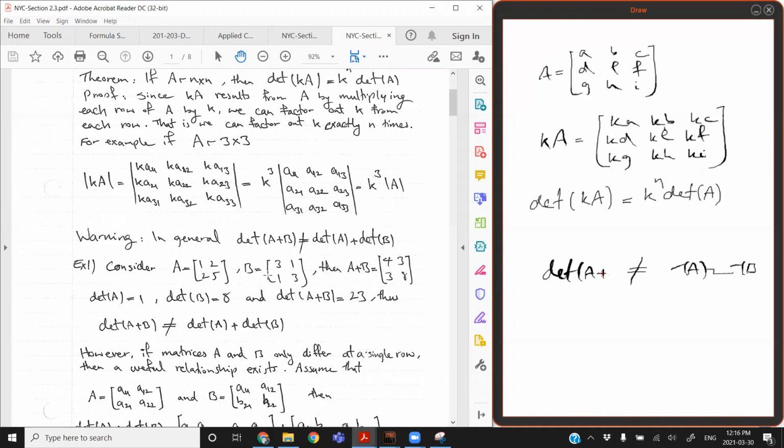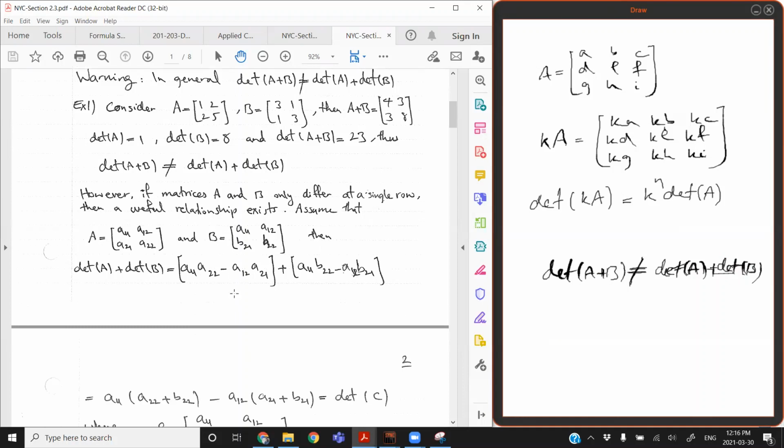Determinant of A plus B is not equal to determinant of A plus determinant of B. Are we good?